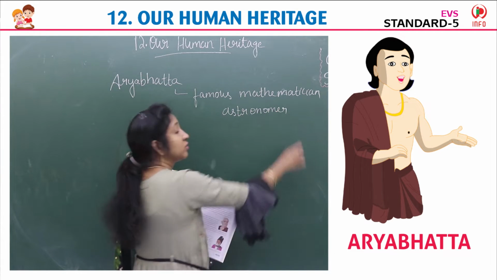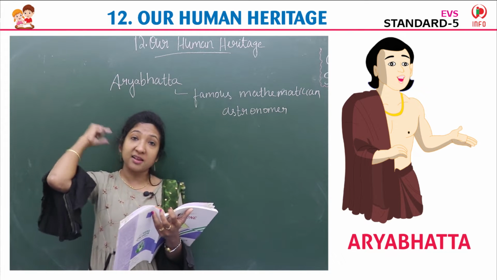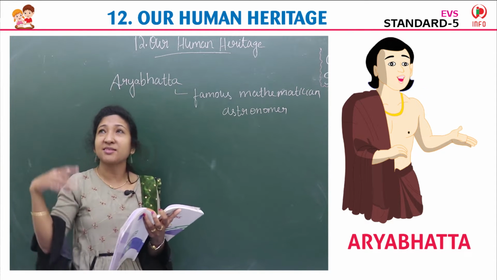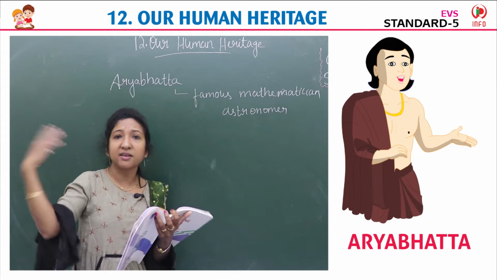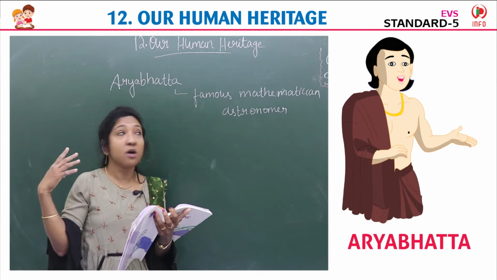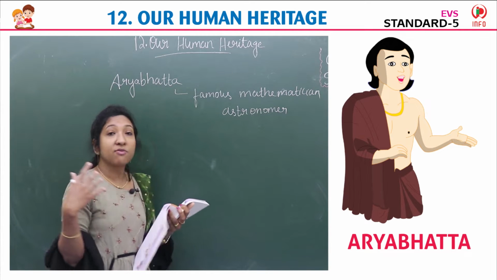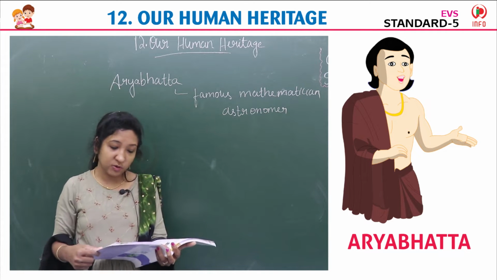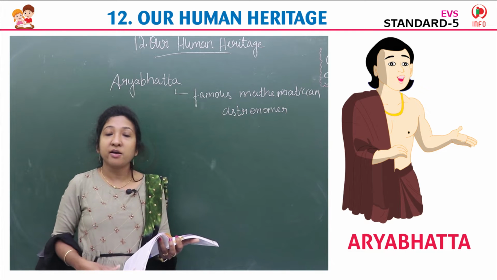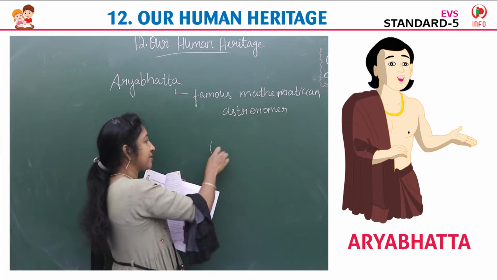Astronomer, a person who studies about the different objects in the sky, about celestial bodies, we say sun, moon, stars, planets, etc. So he was a great person who studied about all the things in the sky, and he was a great mathematician also. He was the person who discovered zero, the number zero in maths.